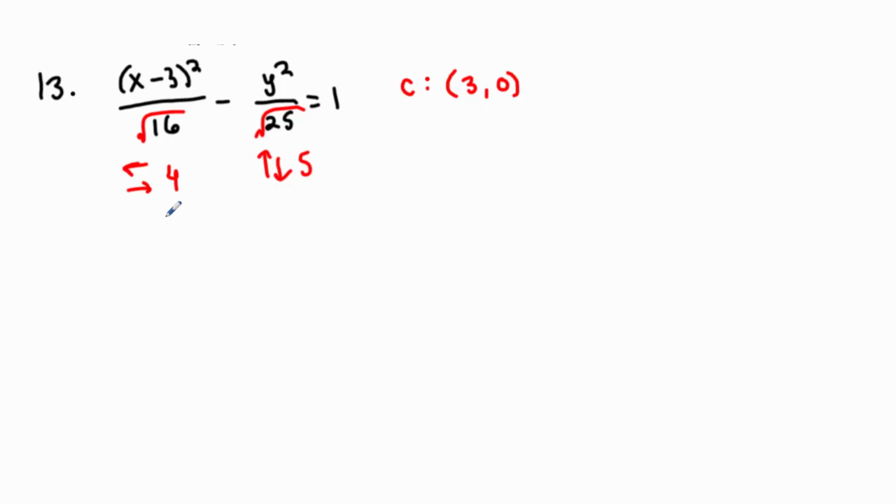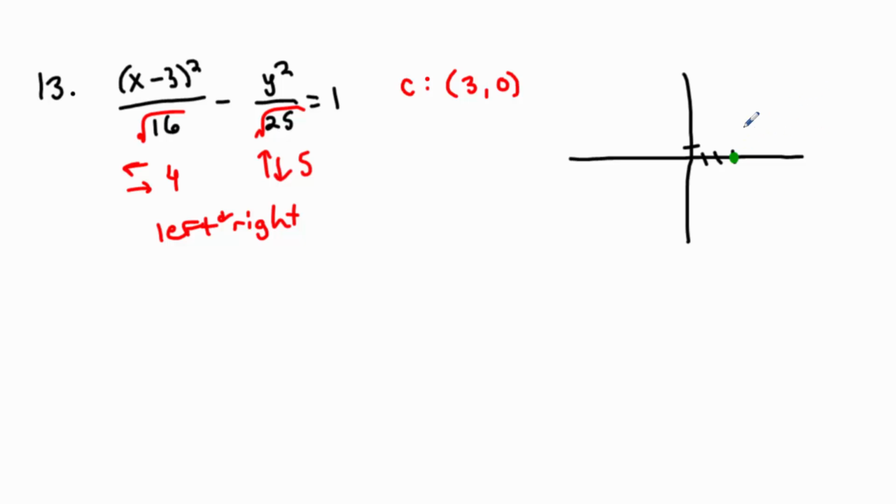We know that this is going to be on the left and the right side of our box, because x is first in our equation. So let's draw this. Oh, that's terrible. Undo. Still bad. Okay. Much better. Okay, our center is at (3, 0).